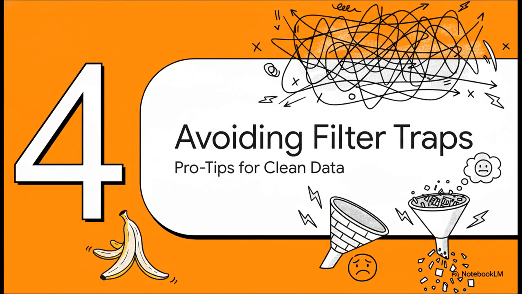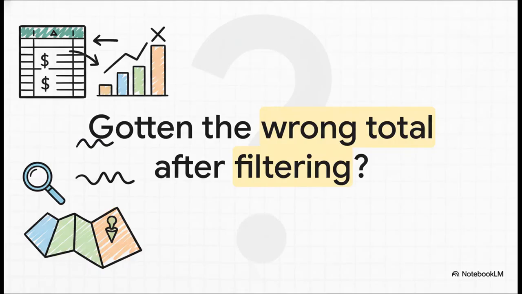Okay, now for a quick reality check. As powerful as filters are, there are a few common traps that can really mess things up. And I mean, they can trip up even seasoned pros. Have you ever done this? You filter your data, you sum up a column, and you look at the total and think, wait, that can't be right. That number is way too big. What is going on here?